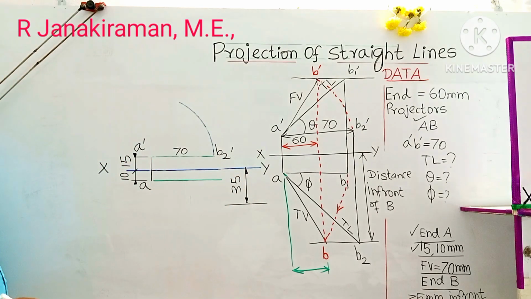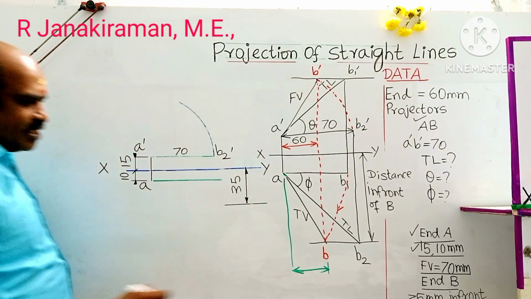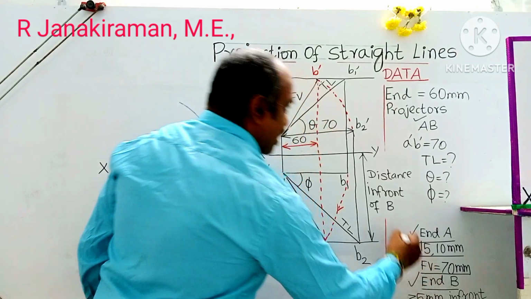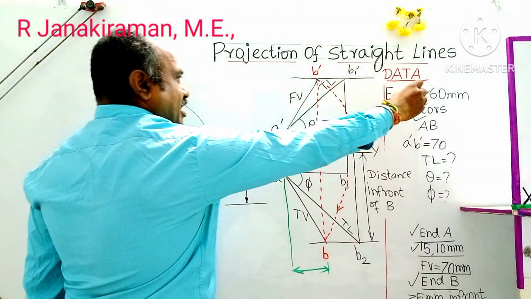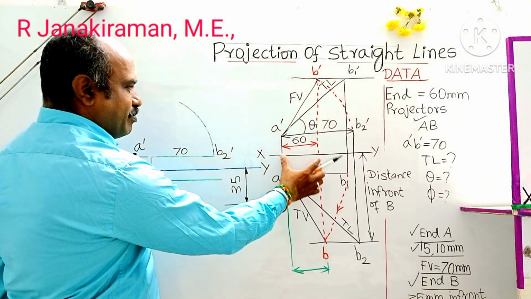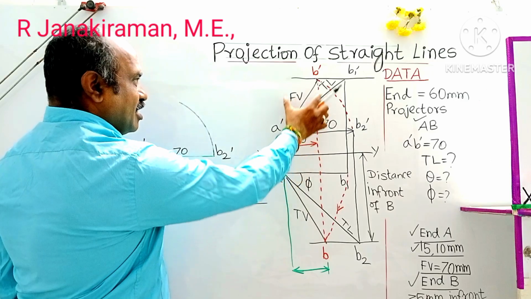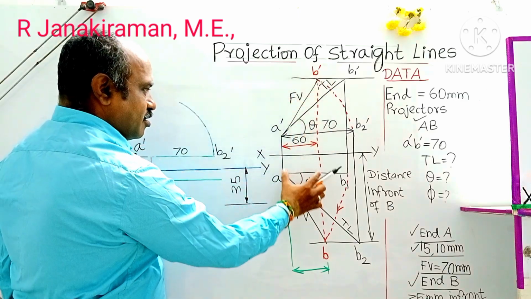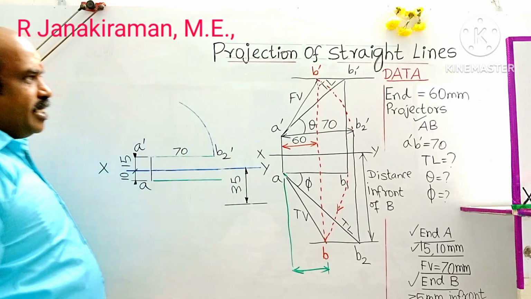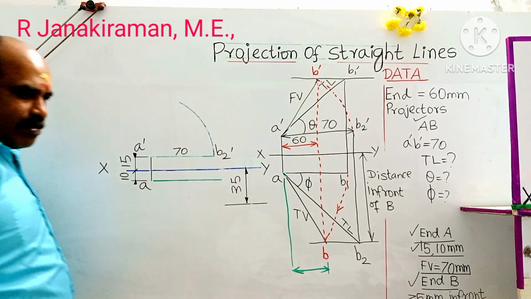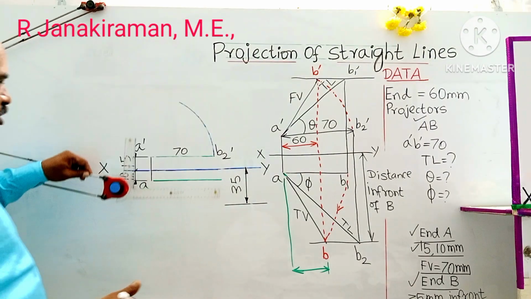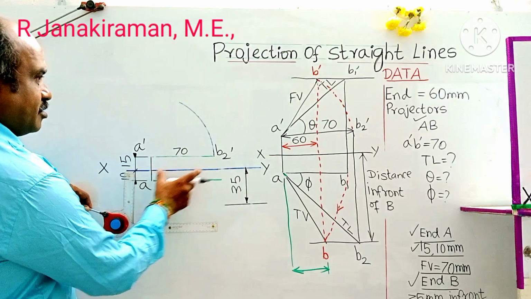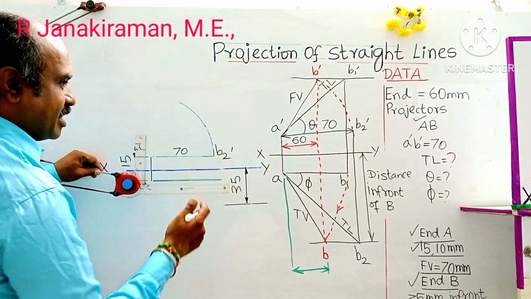Okay, right. Next, what is given? This distance is also marked in the diagram. Next, we will use the end projector distance. It's given as 60 mm. This gap of 60 mm is the distance between the two end projectors A and B. 60 mm is 6 centimeter distance between the end projectors. This is the gap. 60 mm means 6 centimeter.